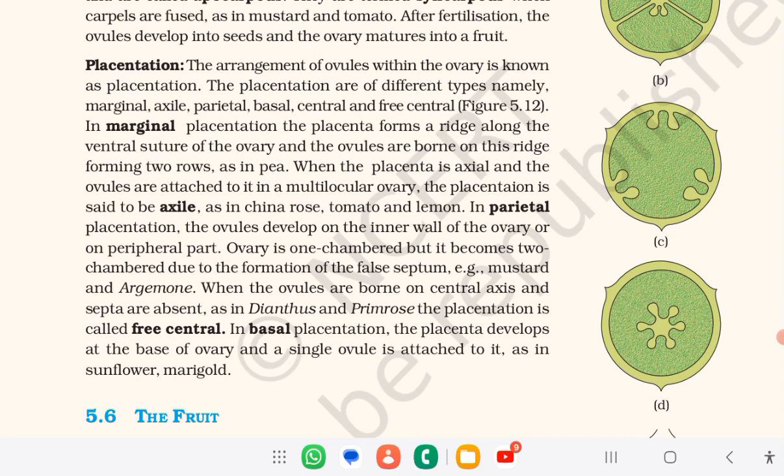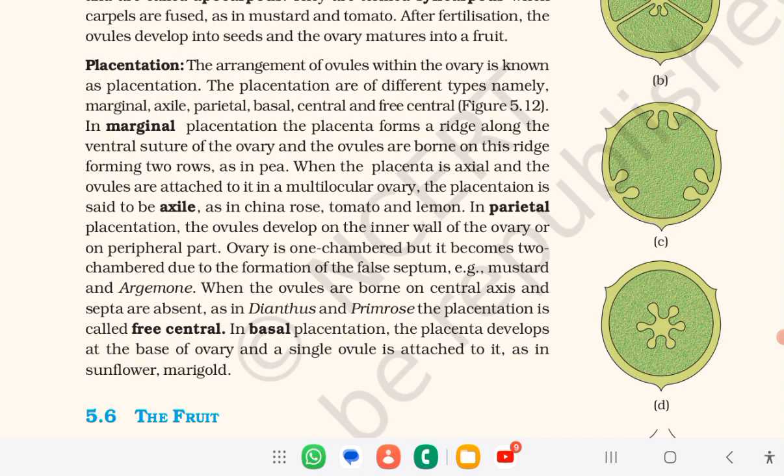The arrangement of ovules within the ovary is known as placentation. The placentation are of different types, namely marginal, axial, parietal, basal, central, and free central. In marginal placentation, the placenta forms a ridge along the ventral suture of the ovary and the ovules are borne on this ridge, forming two rows, as in pea.